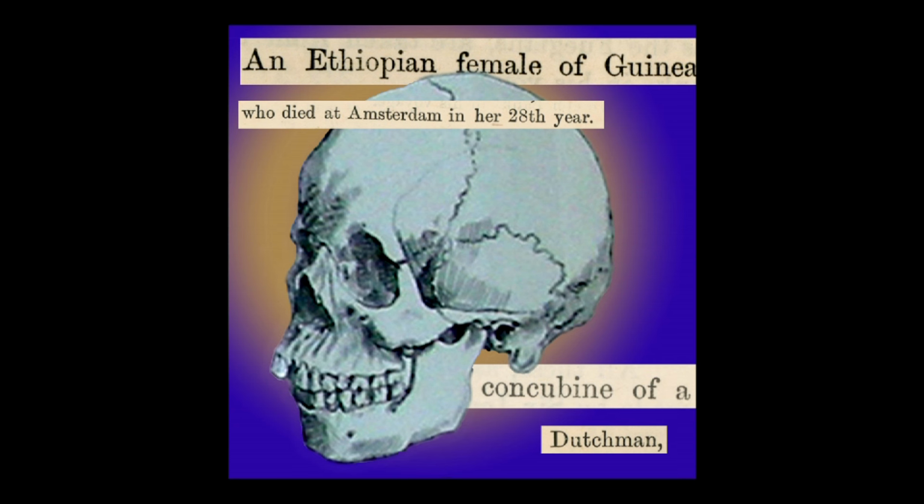The Ethiopian, we know, was the common law wife of a man who brought her from West Africa, from Africa, to the Netherlands, and considering the traffic, probably she was from what we now call Ghana, and we know that she died in Amsterdam in her 28th year.